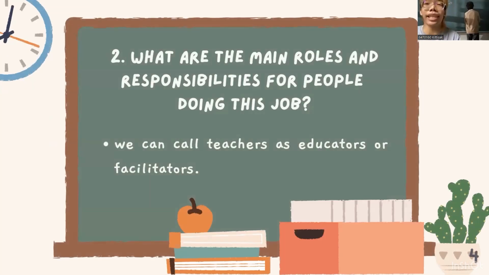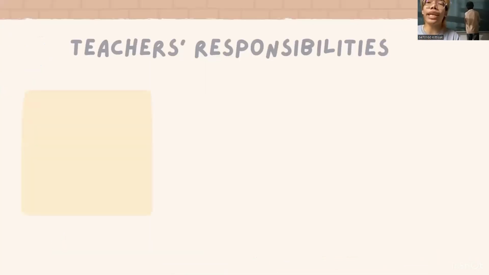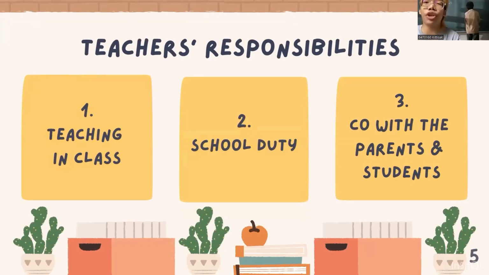The second question is, what are the main roles and responsibilities for people doing this job? So we can call a teacher an educator or facilitator, because this job is not only teaching, but also has some duties that you have to do for your students and your school. So we can divide it into three parts that are shown in this slide. First is the main role, which is teaching in class. Teachers have to prepare and plan the lessons, and also provide documents and knowledge in the classroom for the students.